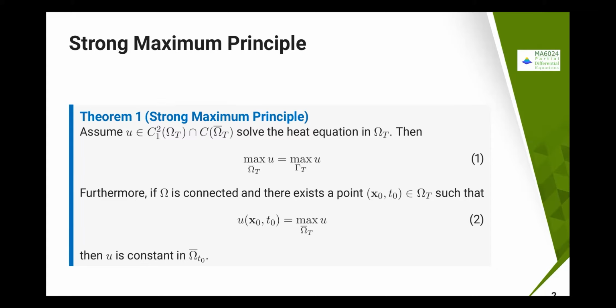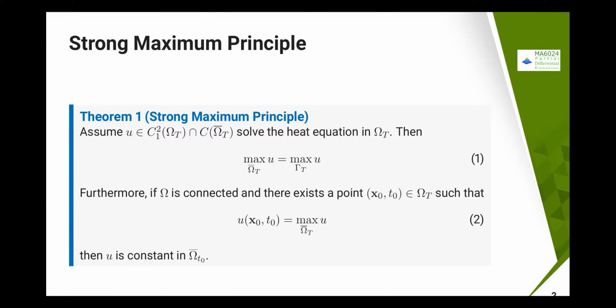Okay, and then further we are going to say: if omega is connected and there exists a point (x naught, t naught) in omega t such that u(x naught, t naught) is the maximum of u over omega t bar, then we are going to say that u is constant.